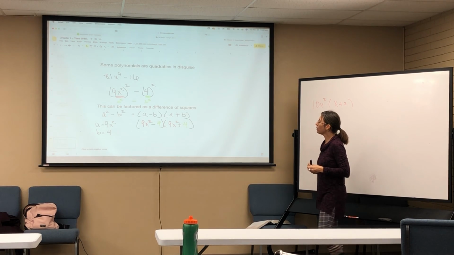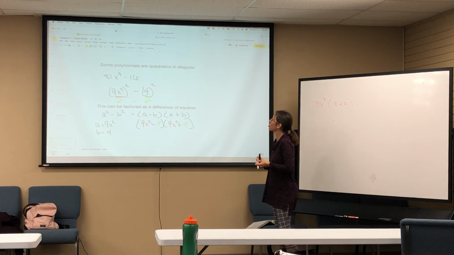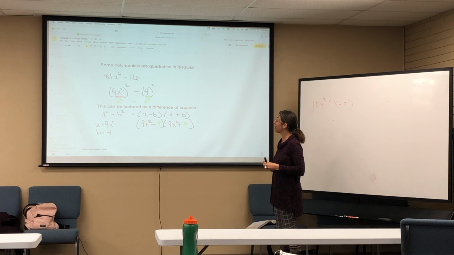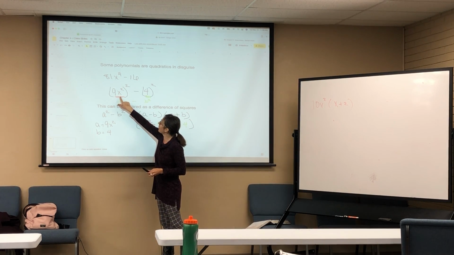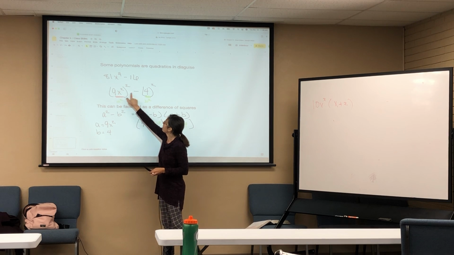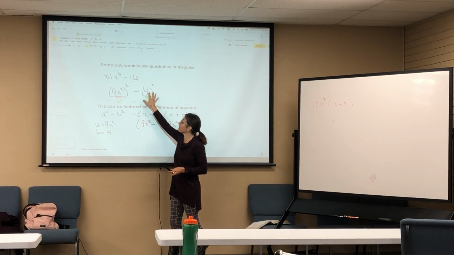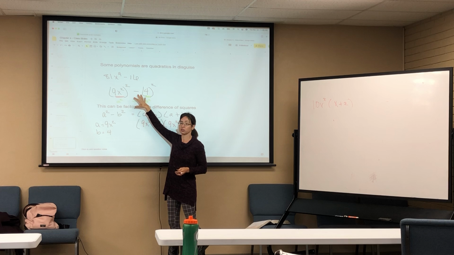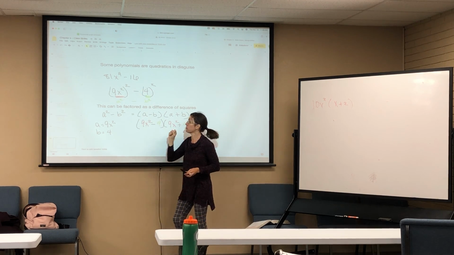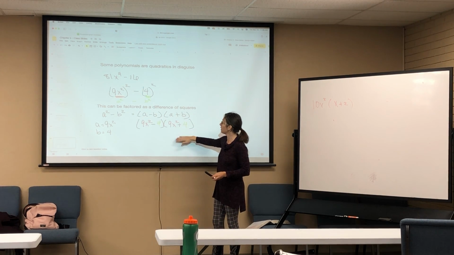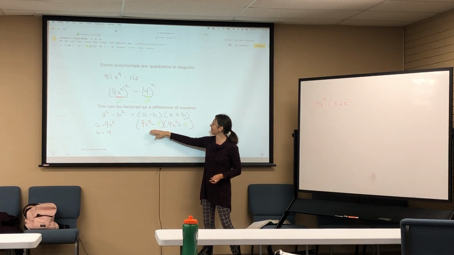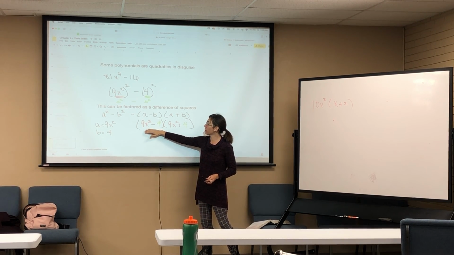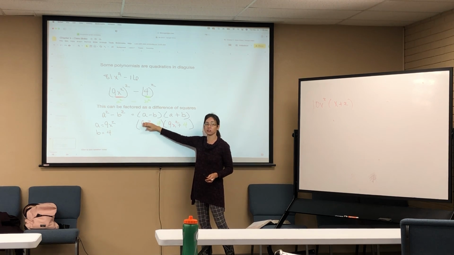Okay. We talked a little bit about this. Some polynomials are quadratics in disguise. So 81x to the fourth minus 16, I just rewrote it as two square terms. So 9x squared minus 4 squared, and then this is a difference of squares. I know how to factor a difference of squares, so that was super easy. Just dropped it in. And then again, I have 9x squared minus 4, which is also a difference of squares.